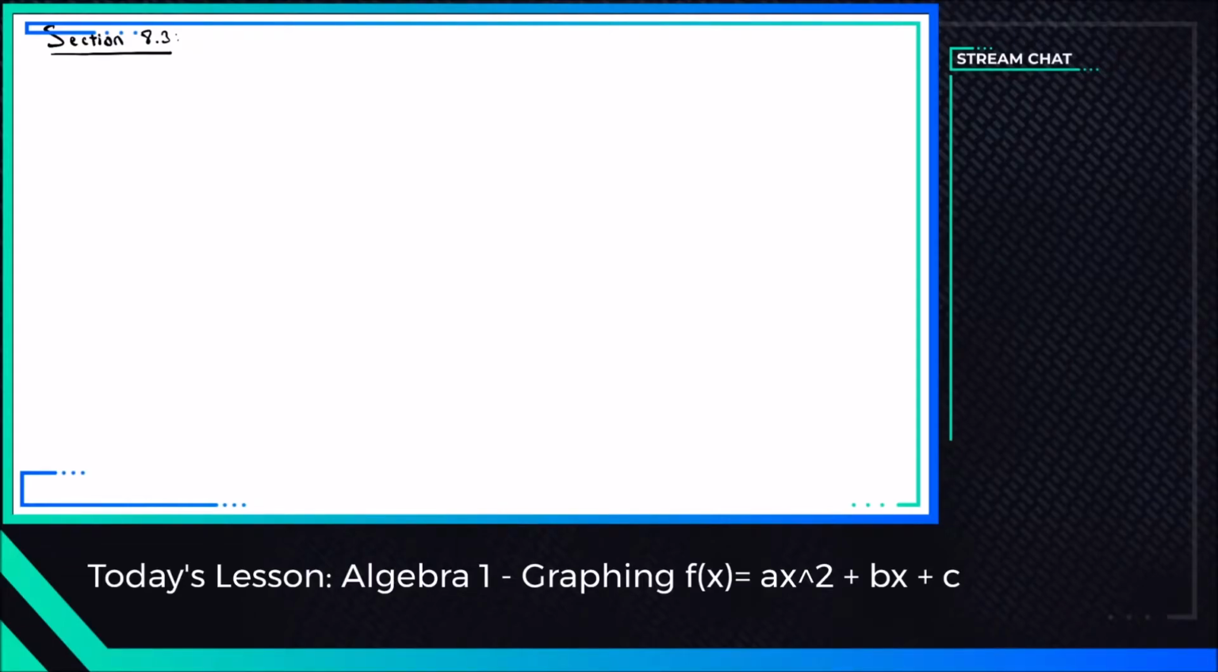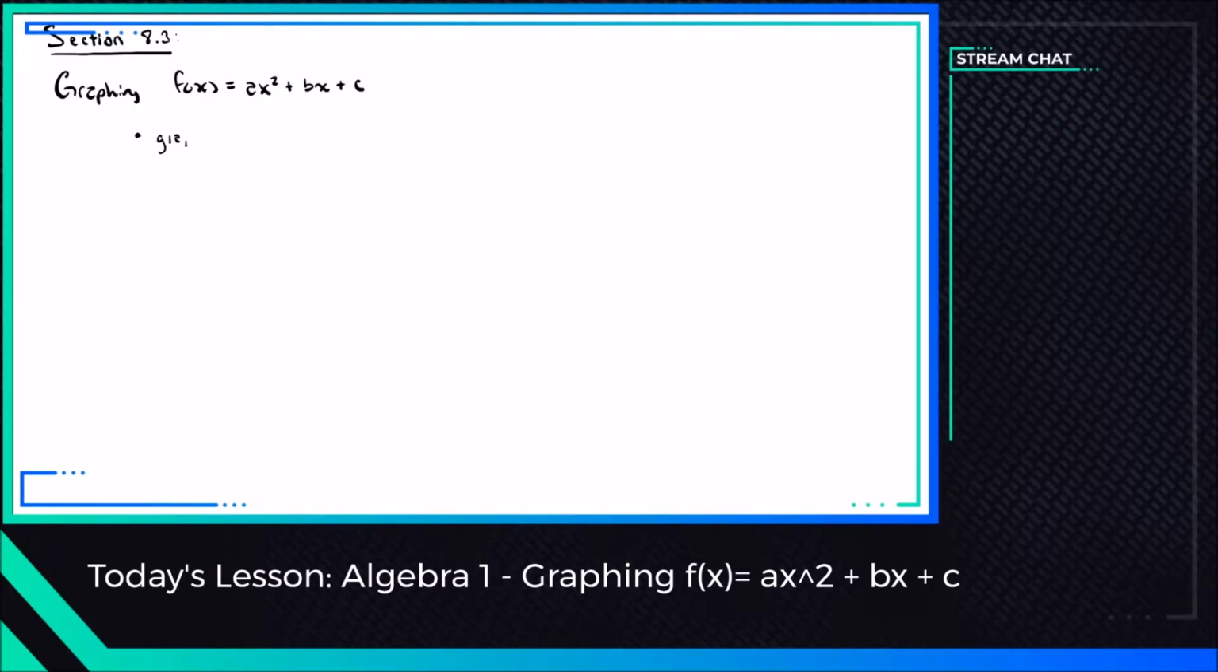Section 8.3 is all about graphing f of x is equal to ax squared plus bx plus c. So we've done just graphing ax squared. We've also done graphing ax squared plus c. Now we're going to add the middle bx part. So some things are still going to be exactly the same.